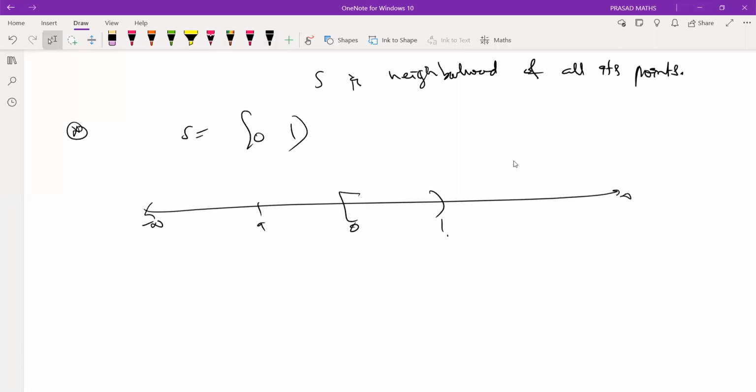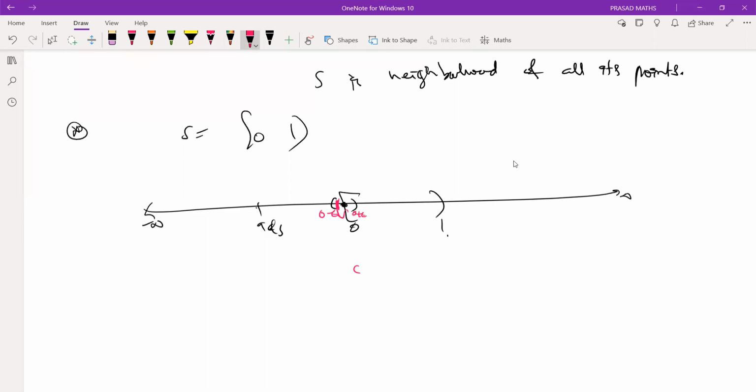Suppose you take this point. Is the set a neighborhood of A? No, because it's not a member of the set. Therefore, S is not a neighborhood of the point A. Is it a neighborhood of this point 0? No, because if you give me any neighborhood, the left side portion is outside the set. You give me any neighborhood.